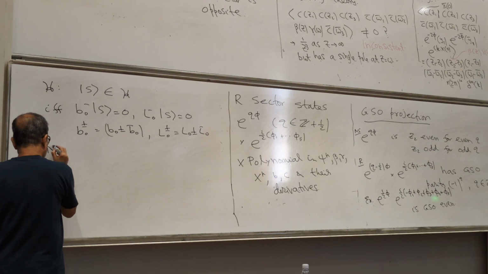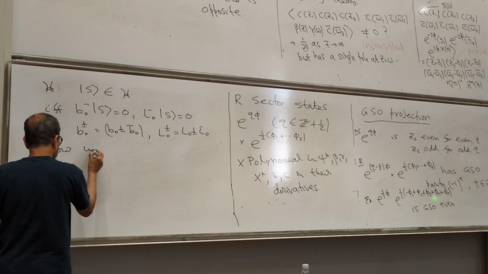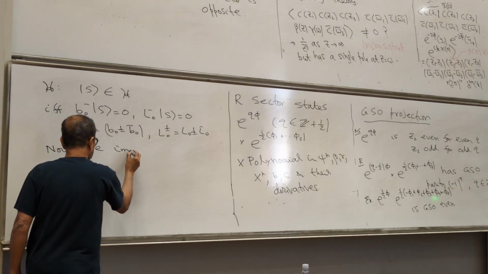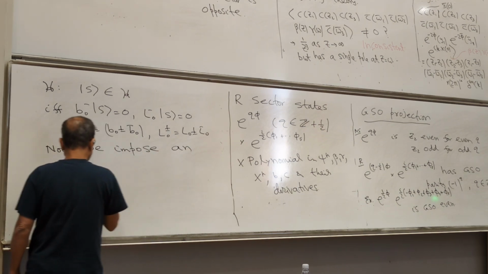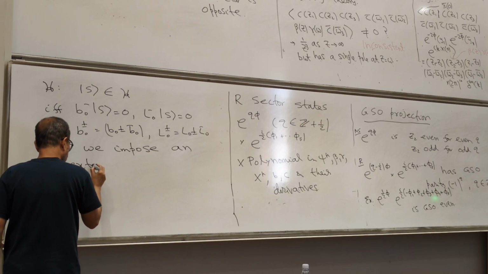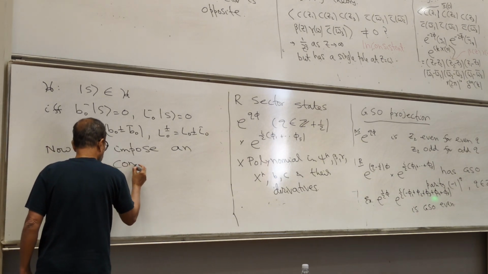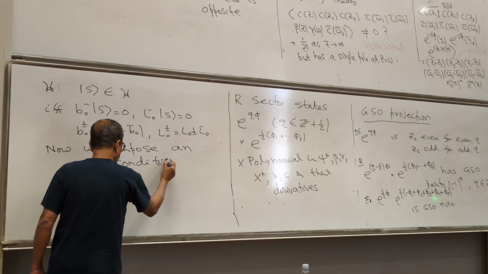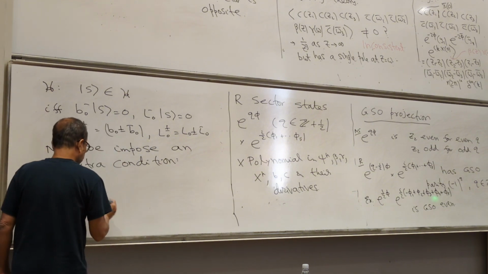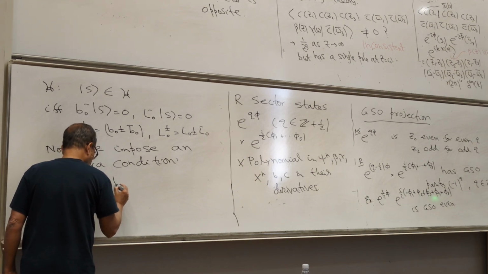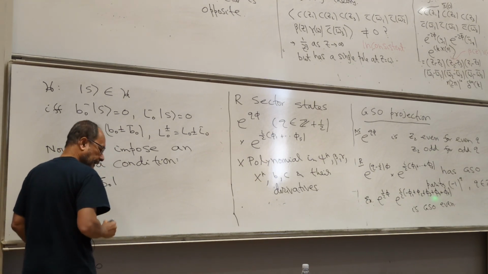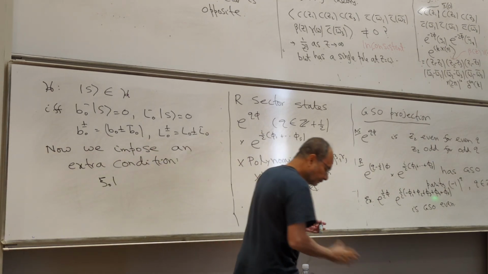Now we impose a new condition, an extra condition, and that is that xi 0, okay, let me write it eta 0.